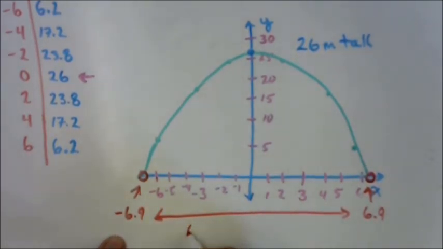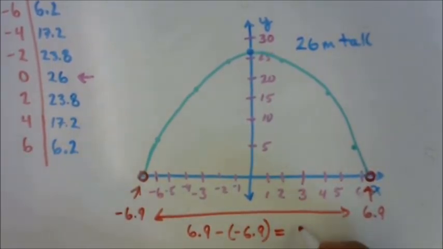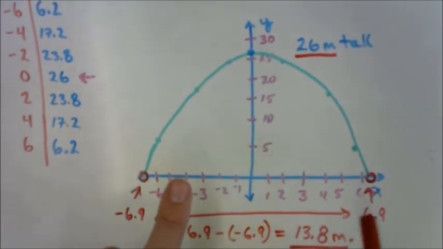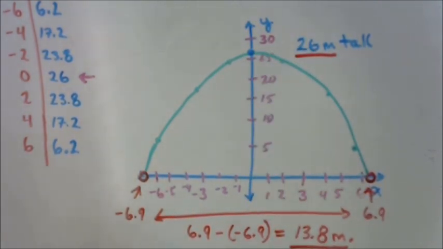So all we have to do is find the difference of what's in between here. So we go 6.9 minus negative 6.9, which is the same as 6.9 plus 6.9, which is 13.8 meters. So the width of the arch at the mall is 13.8 meters. The height is 26 meters. And that's how we use some of the information from our graph to answer application questions about parabolas. We can find the height, we can find the width, we have the axis of symmetry, and that's it for today.